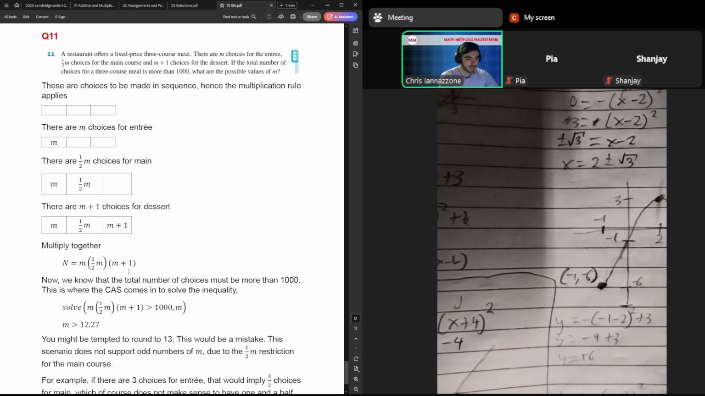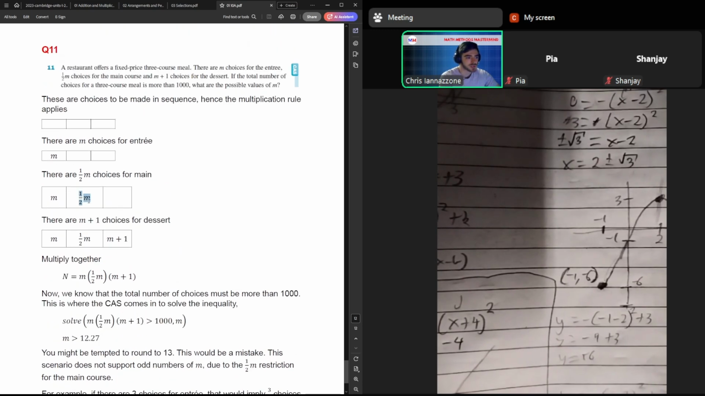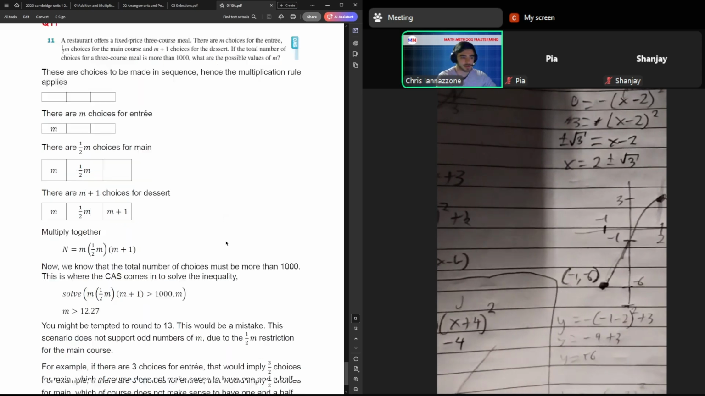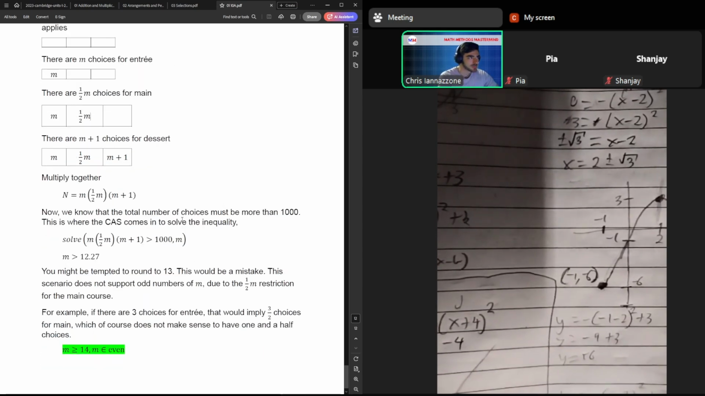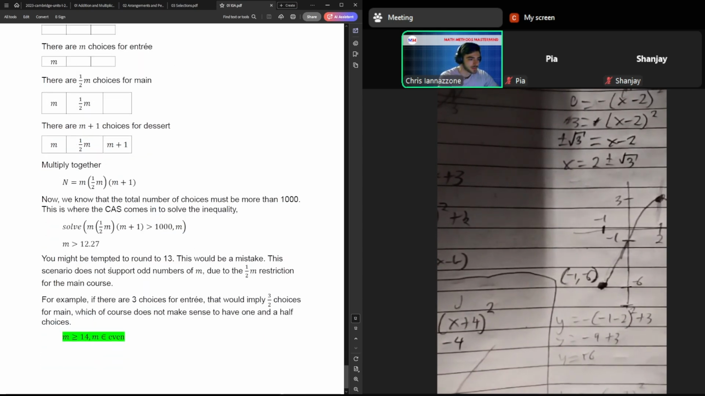Now, the reason why we want even is because of this half m here. If you chose m to be odd, you would end up with a decimal, a 0.5 in there. And so for that reason, not only does m have to be a whole number, but it also has to be even. And so that's why we don't round to 13. We go up once again to 14. And so a nice easy way for you to say that would be m greater than or equal to 14 with the restriction that m is an element of the set of even numbers.